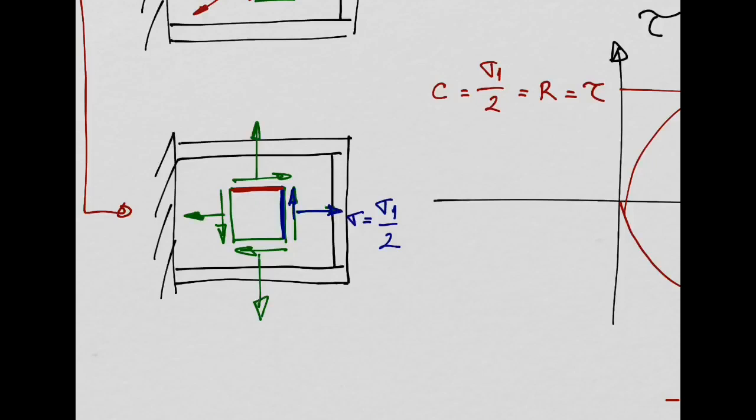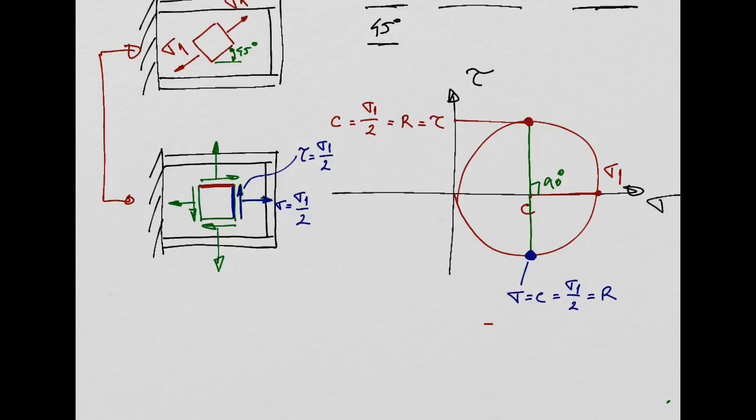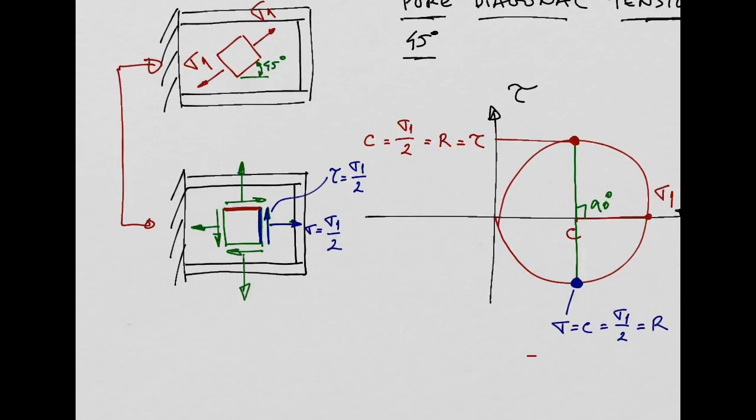And this shear stress here is also going to be equal to sigma 1 over 2, isn't it? Yeah? You all agree with me? That's our conclusion here from the Mohr circle, right?